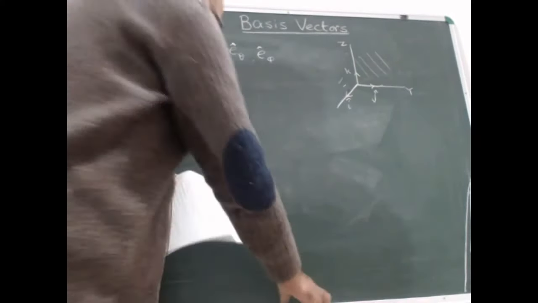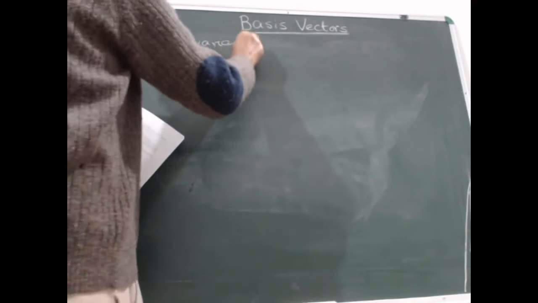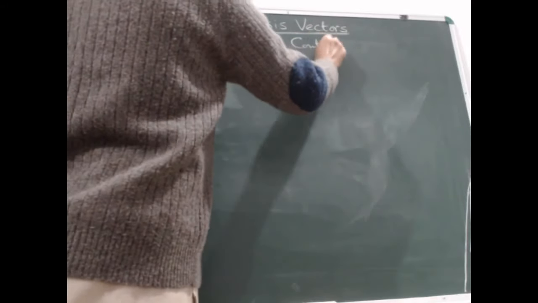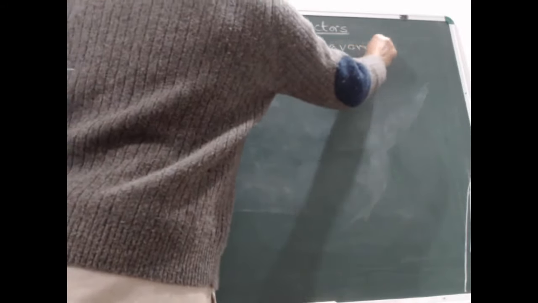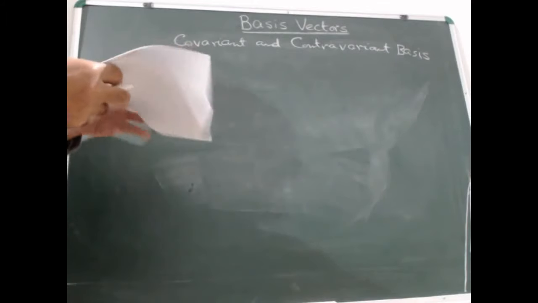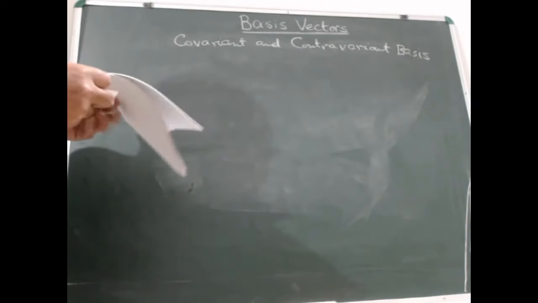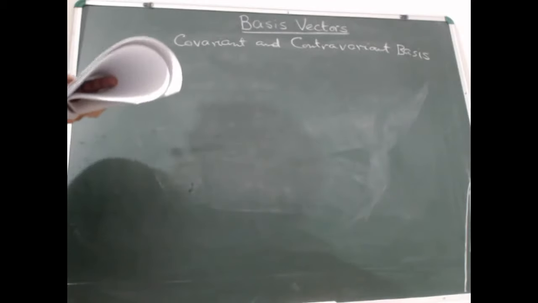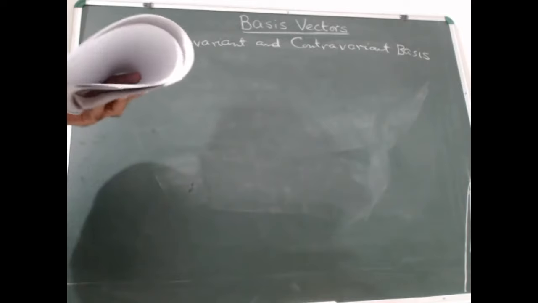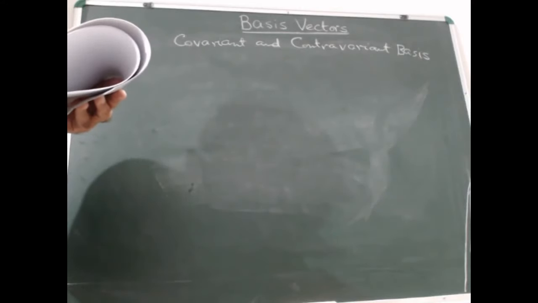Now, we have covariant and contravariant bases. Basis vectors are usually associated with a coordinate system by two methods. They can be along the coordinate axis or they can be perpendicular to the coordinate surfaces. Basis vectors that are collinear with the coordinate axis transform like covariant vectors, while those that are perpendicular to the coordinate surface transform like contravariant vectors.